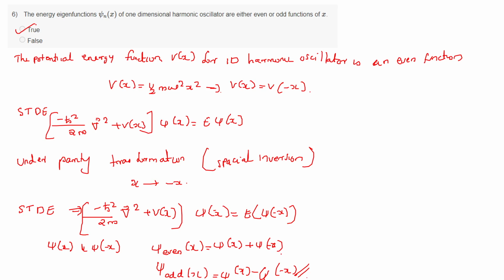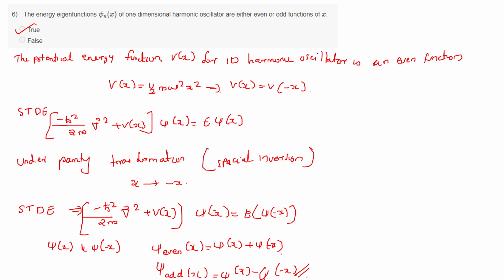In the Schrodinger equation, you can see the kinetic energy, represented by minus h square by 2m del square, and the potential energy part, multiplied with the wave function, gives the eigenvalue E times psi of x. Under parity transformation, x changes to minus x. We substitute minus x in the time-independent Schrodinger equation. Then in every place where you see x, it becomes minus x.